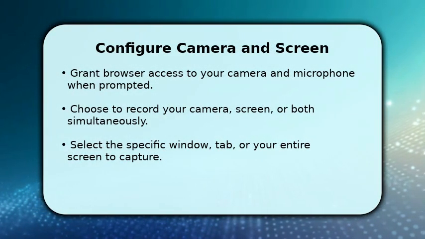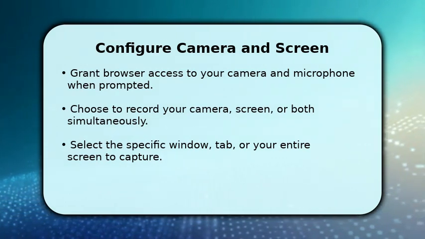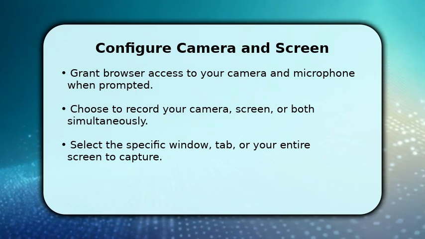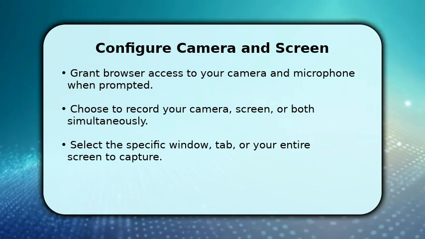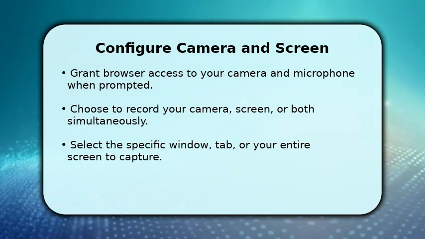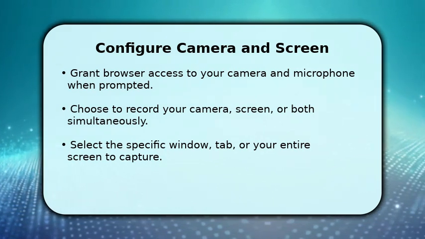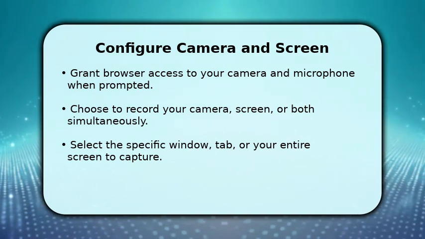Once in the recording studio, you'll need to set up your camera and microphone. Your browser will likely ask for permission to access these devices, so be sure to allow it. You have three main options: record just your camera, just your screen, or both at the same time. If you choose to record your screen, you can then specify if you want to capture a single browser tab, a specific application window, or your entire desktop.